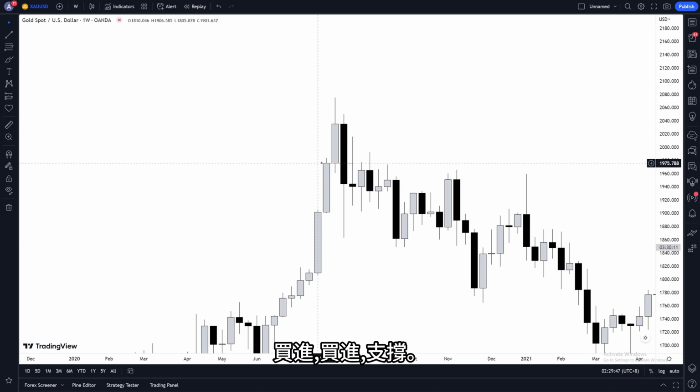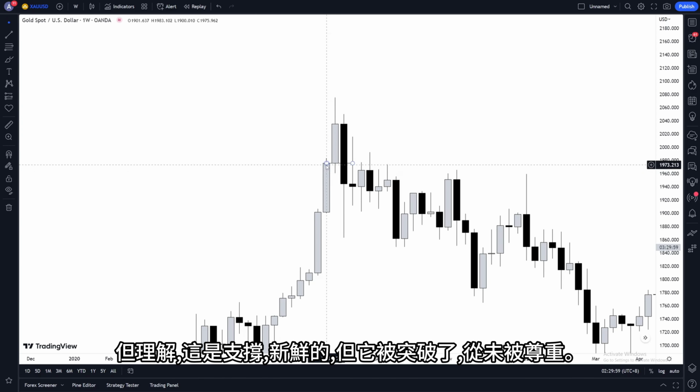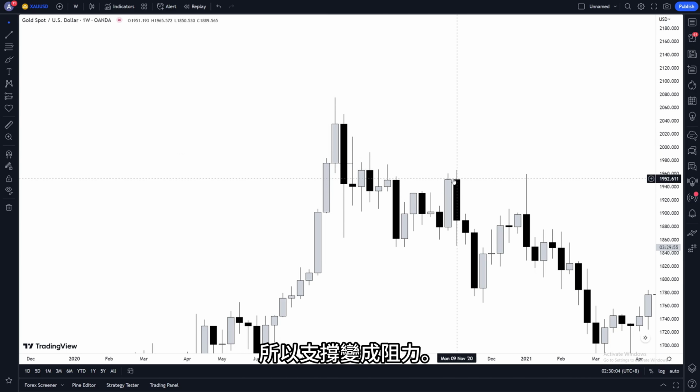Buy. Support. But she doesn't respect it. Breaks it with the candle close. Then this becomes a resistance. You can look at this, you can argue with me and look at this as, oh, maybe it's the left shoulder. Yeah, you can look at it like that. But understand, this is a support, fresh, but it got broken, never respected. So support become resistance, simple, easy, that's it. Nothing to worry about. Okay?